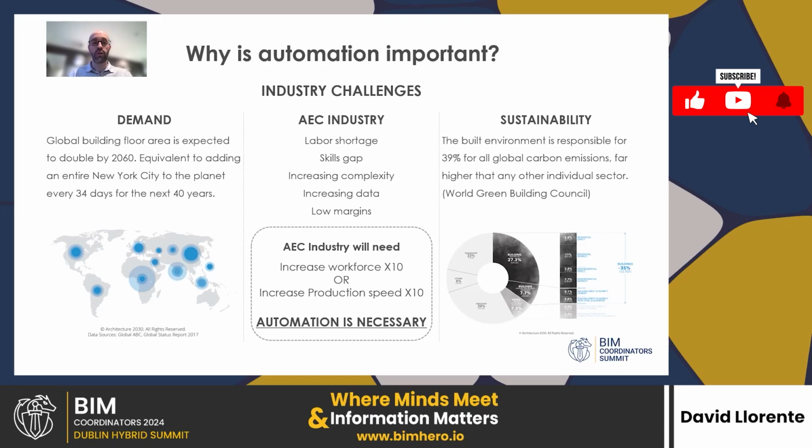First of all, we are going to review why automation is important. It's very important because our industry is facing very important challenges. On one side, we are facing an increase of demand. By 2060, the global building floor area is expected to double. Additionally, the built environment is responsible for most of the global carbon emissions, and clients and governments are getting more and more concerned. And additionally, our specific industry is facing some challenges like a skills gap, labor shortage, increasing complexity, increasing amount of data, and low margins.